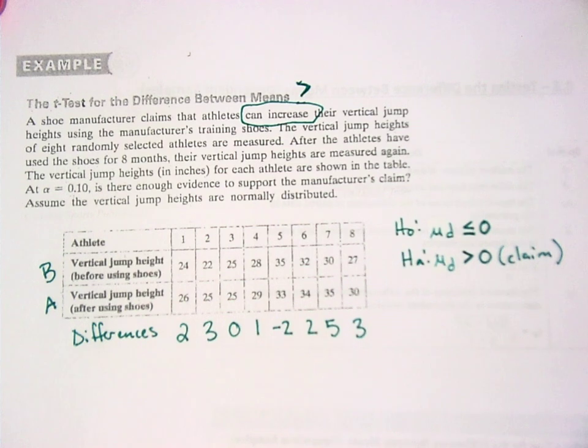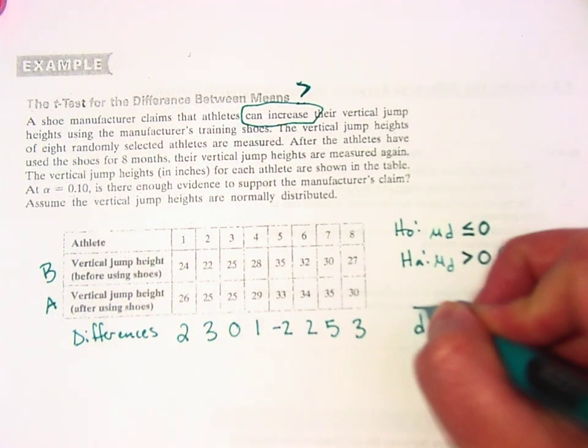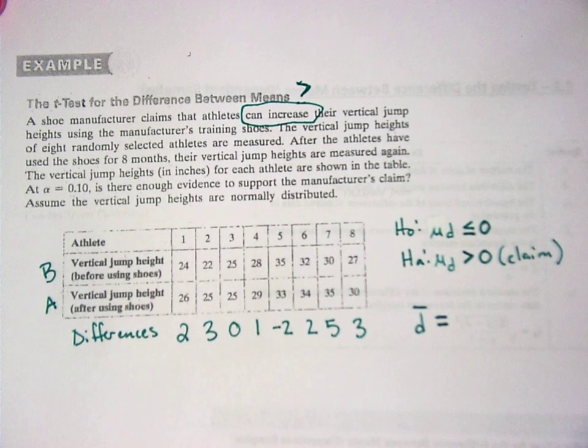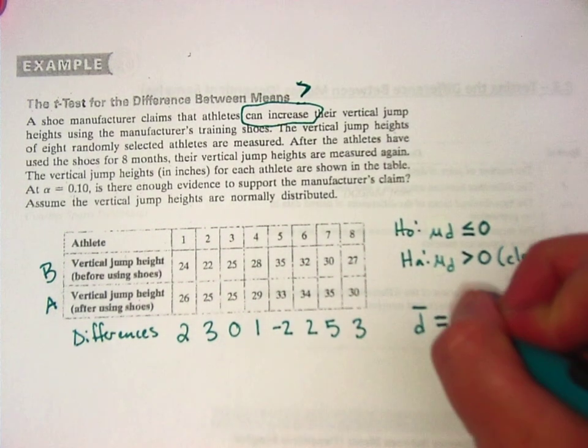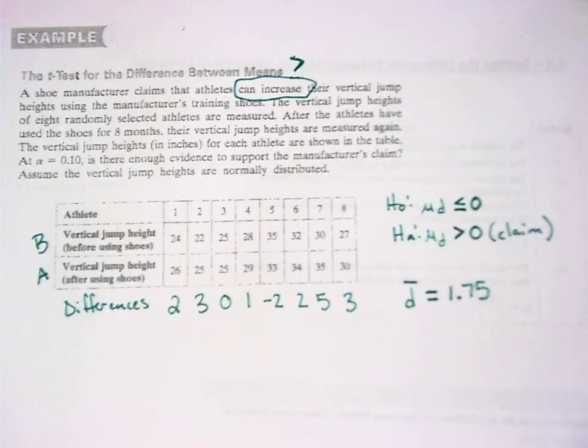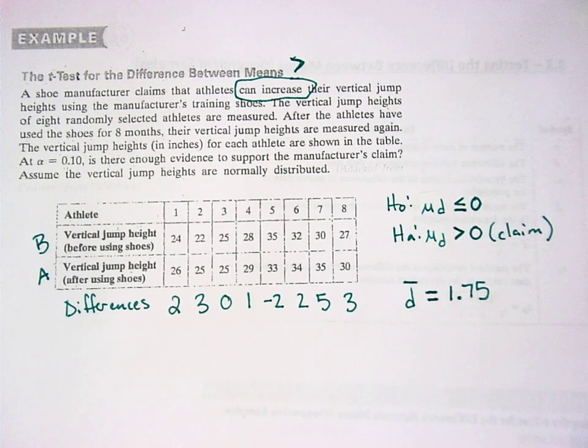Now, D bar is just adding those all together and dividing by how many you have. Do you have to make them positive first? No, in fact, we want some of them to be negative because if it turns out that it's making you worse, everybody's vertical height is going down, then we need to know that too. So everybody add together, 2 plus 3 plus 0 plus 1. I got D bar is 1.75.